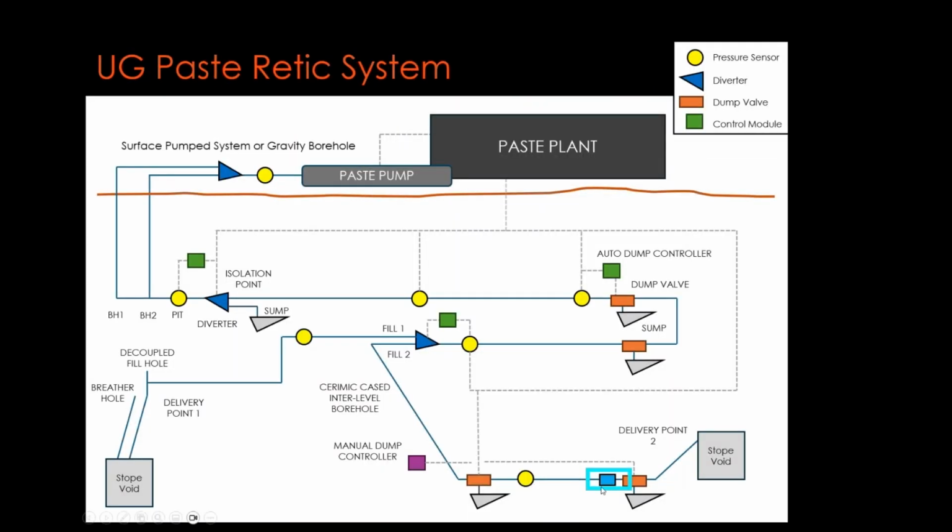So here we have a flow sensor that is located in the delivery point of the underground reticulation. And this is important to show that we have system flow throughout the system. And as the paste mixture from the surface mixing to the stope delivery point may be in the order of 20 to 30 minutes.